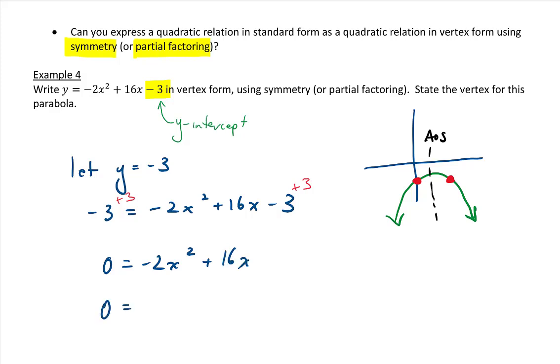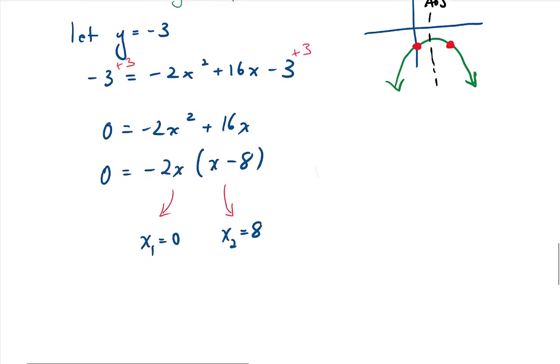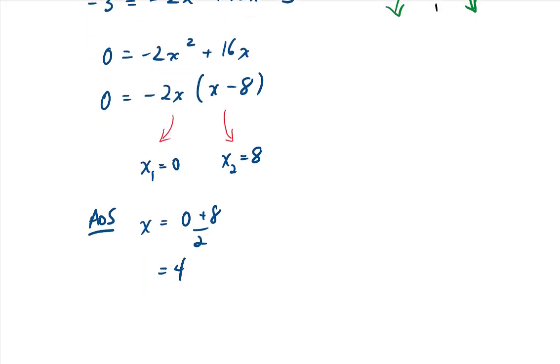Next, you're going to factor, but remember to common factor first. So we take out a -2x, and that gives me (x minus 8). And notice we've already factored that expression. We're now going to find the zeros for this quadratic, or what we call the roots of the expression. And the roots for this one are x1 equals 0, because -2 times 0 is 0, and x2 is equal to 8, because 8 minus 8 is 0. Once we have the roots of this expression, we can now find the axis of symmetry, which is x equals (0 plus 8) divided by 2, which gives us an axis of symmetry of 4.